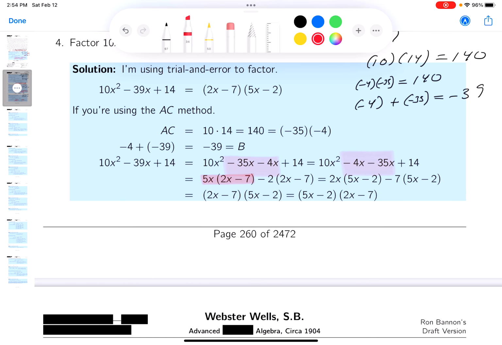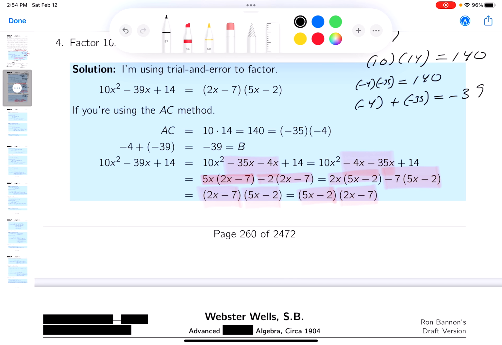The last two terms, I pull out a minus 2, and what do you get? 2x minus 7. What's common between those two terms now? 2x minus 7. What remains? 5x minus 2. Now, if you did the other one, the first two terms are 10x squared minus 4x. What's common there is 2x, and you're left with 5x minus 2. The last two terms, minus 35x plus 14, pull out minus 7, and you get this over here. What's common between those? 5x minus 2. What remains? 2x minus 7.